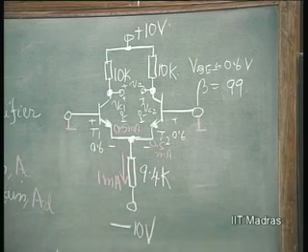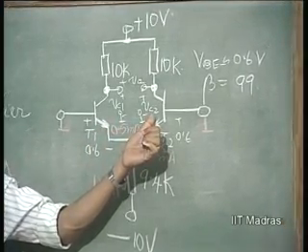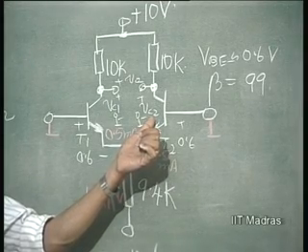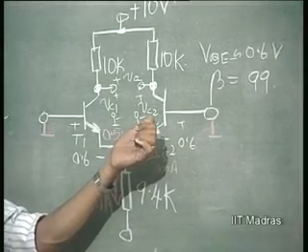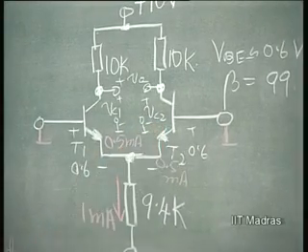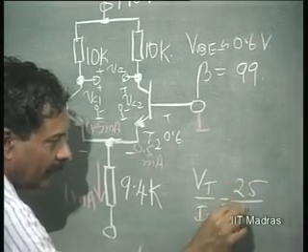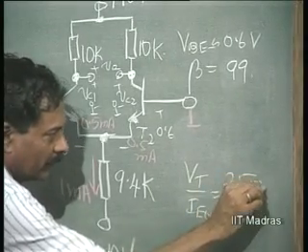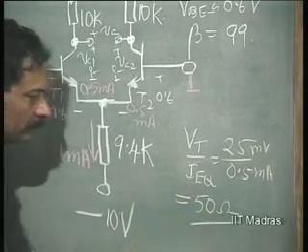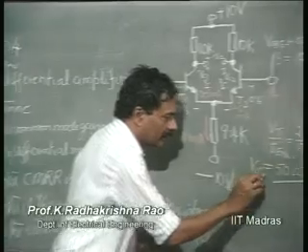Okay. This we have understood, that the quiescent current of each of these transistors will be 0.5 milliamperes. So, the RE for the transistors will be, instead of 26, henceforth we will use 25 for computation. So, 25 divided by 0.5 is equal to RE. So, VT by IEQ: 25 millivolts divided by 0.5 milliamperes, which is 50 ohms. This is equal to RE.